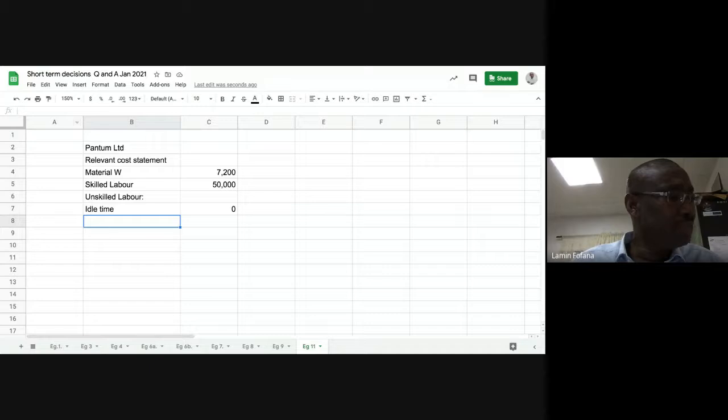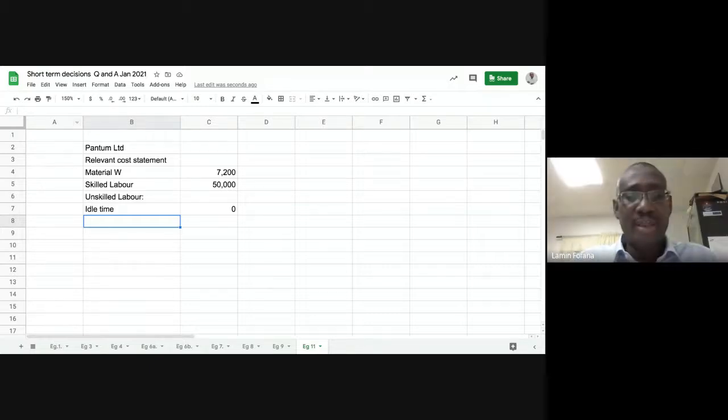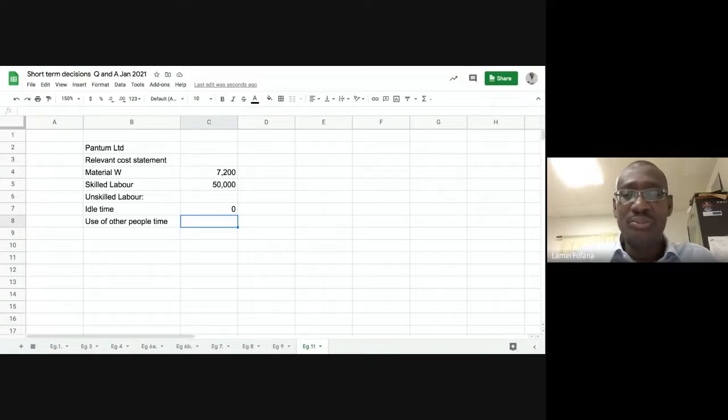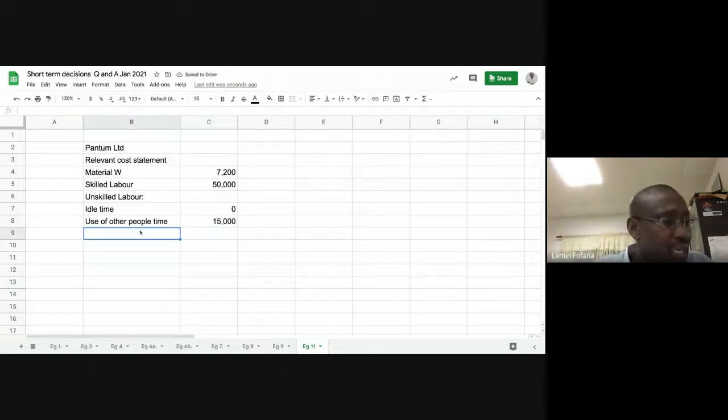So the next part is the use of other people's time or other departments' time. Okay. So that's the other half, isn't it? And that half is how much? So that's 15,000. 30,000 divided by 2 equals 15,000. Okay, and again, when we execute the order, we are going to lose a contribution of 5,000.